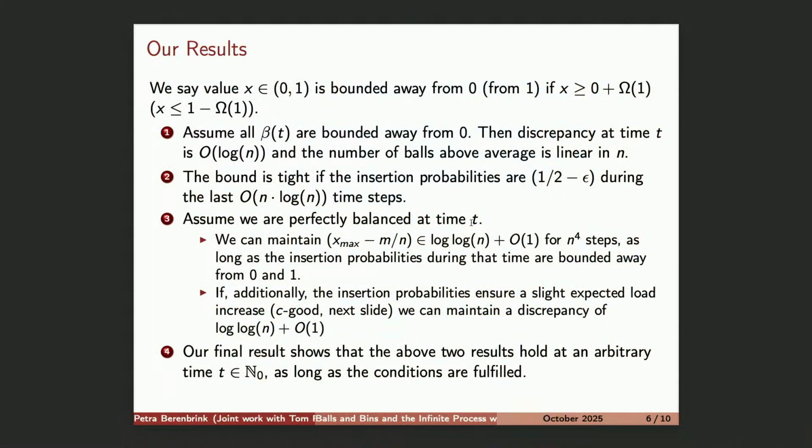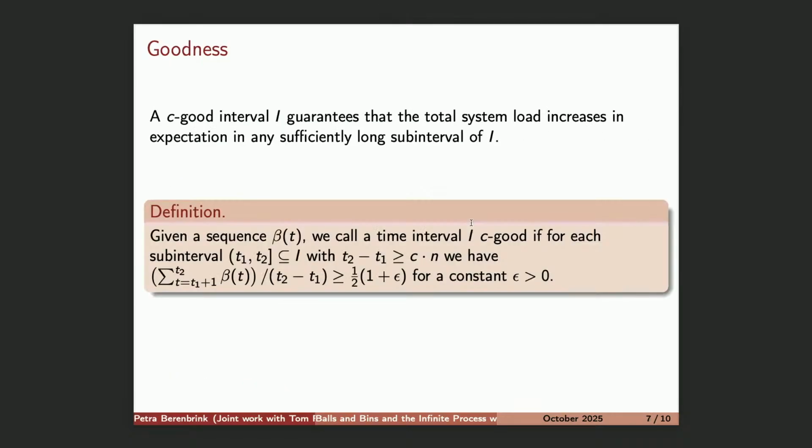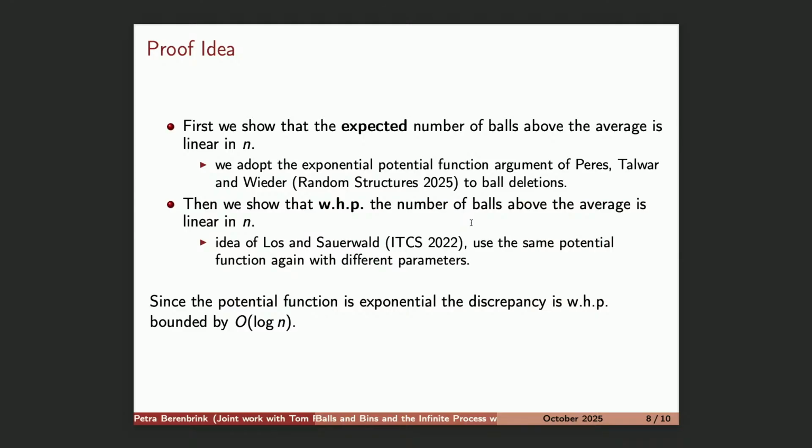Now, the way that I structured the results is also a little bit the way that we've proven them, because what I'm doing next is, goodness, here is the definition of goodness, but I think what it kind of means, if I give you a time interval which is long enough, it doesn't contain shorter time intervals of polynomial lengths, so that during that time interval there was a heavy load decrease. So during that time interval there were much more deletions than insertions. Because we need some insertions to rebalance the system. So now, how do we analyze that?